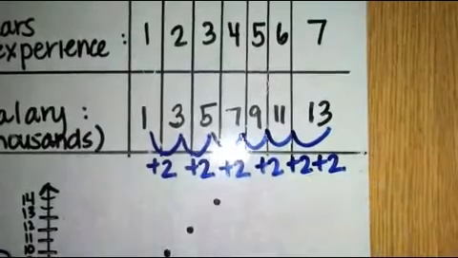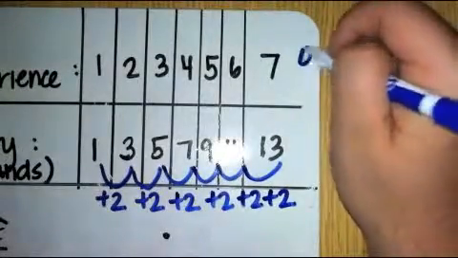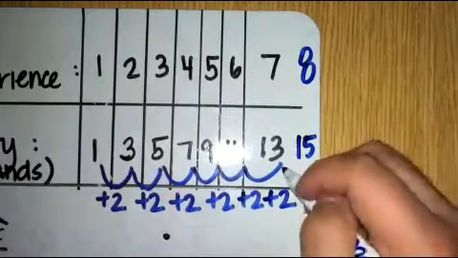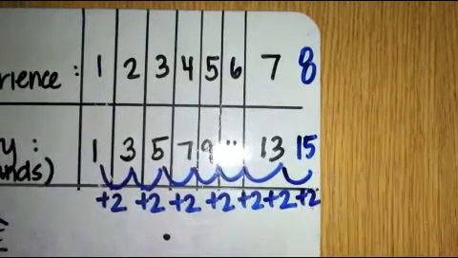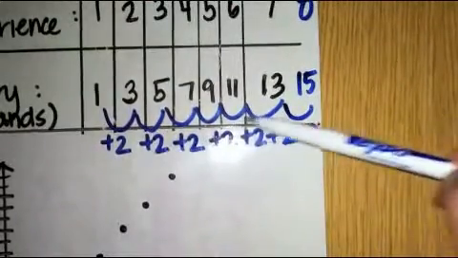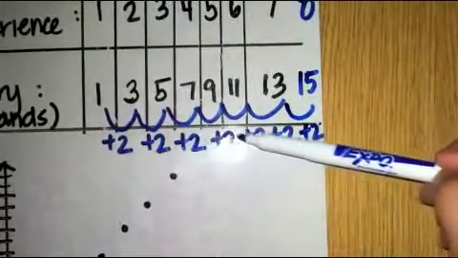So if I was to ask you now, hey, what would be this 8th year? You would tell me that it would be 15 because, again, we would just add 2. Okay? So there's this constant here, this number that is never going to change. I keep adding 2, adding 2, adding 2, adding 2, adding 2.